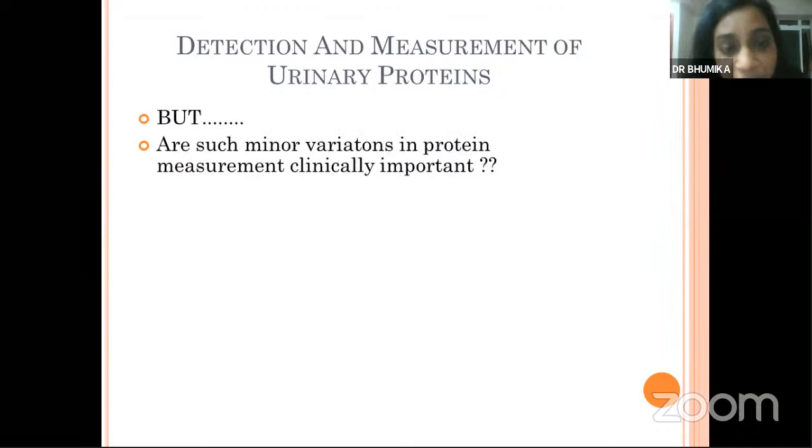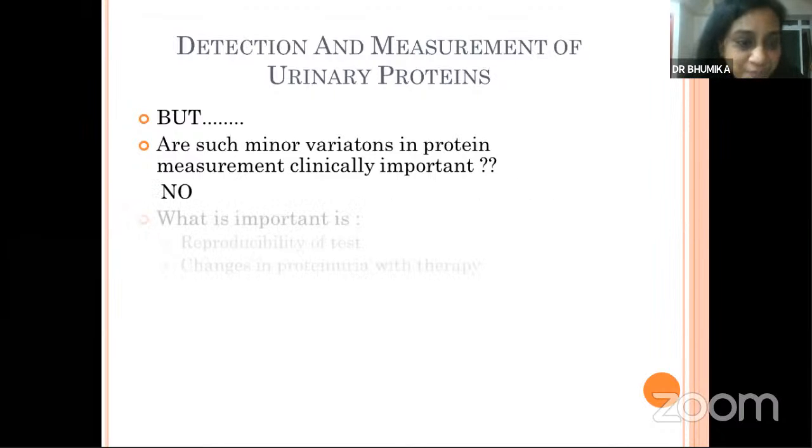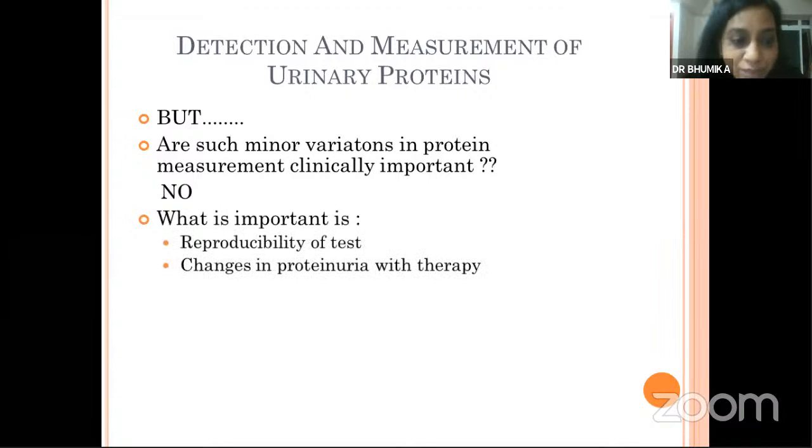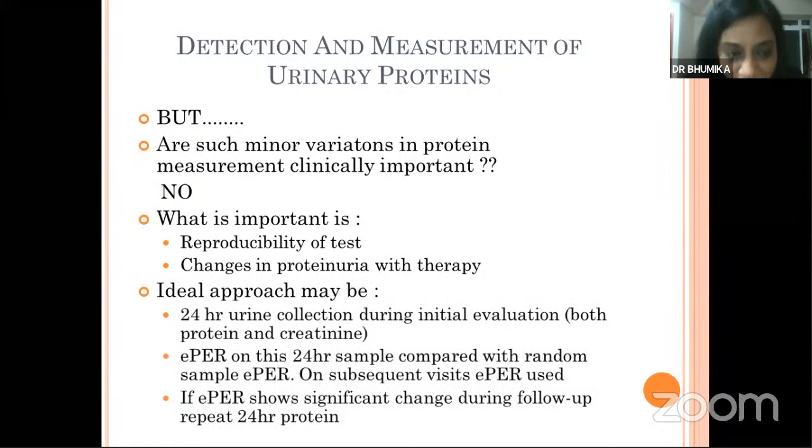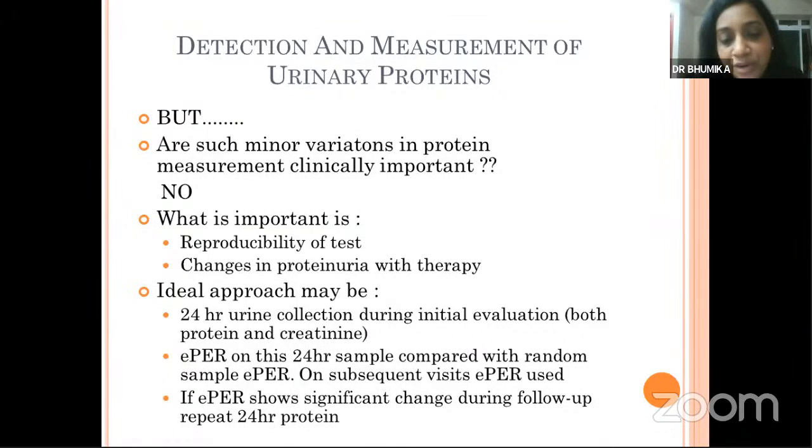But are such minor variations in protein measurement clinically important? Well, the answer is no. What is most important is the reproducibility of the test, and second, changes in proteinuria with therapy. So the ideal approach may be a 24-hour urine collection during the initial evaluation, both protein and creatinine, then EPER on this 24-hour sample compared with a random sample.